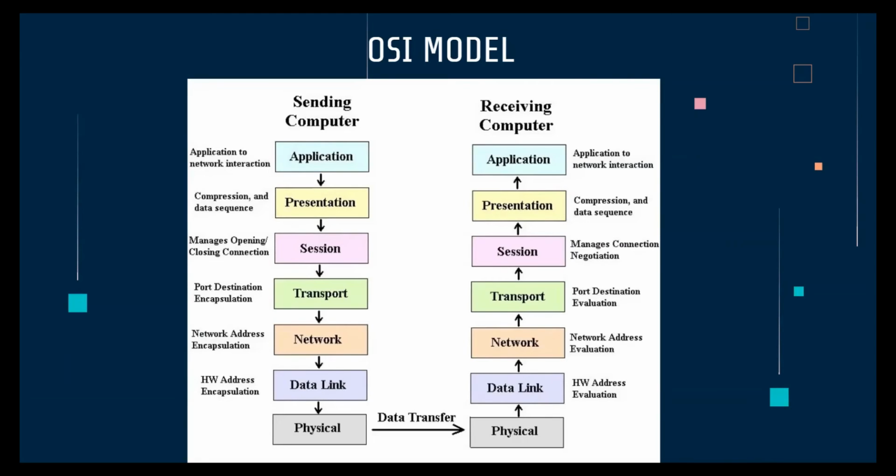So after the physical layer on the sender, there will be feedback on the physical layer from the receiver through the application layer, and then the data will transmit to the network.